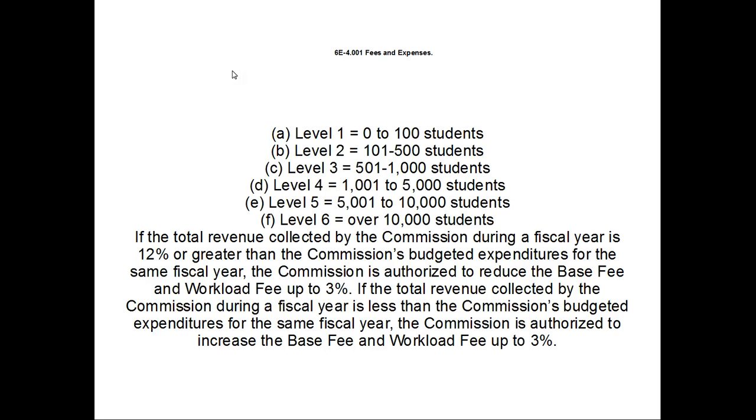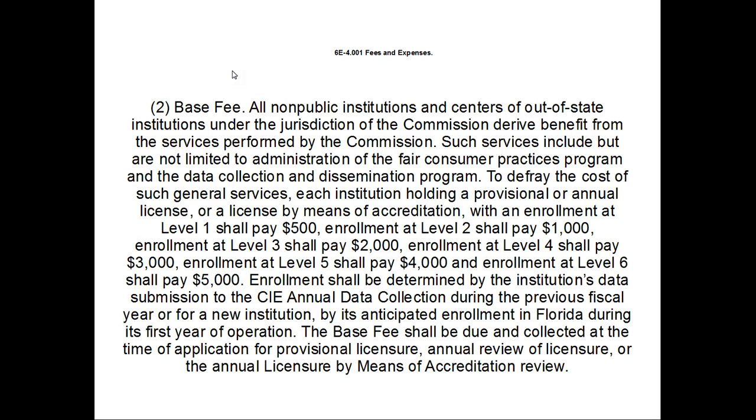If the total revenue collected by the Commission during the fiscal year is 12% greater than the Commission's budgeted expenditures for the same fiscal year, the Commission is authorized to reduce the base fee and workload fee up to 3%. If the total revenue collected by the Commission during the fiscal year is less than the Commission's budgeted expenditures for the same fiscal year, the Commission is authorized to increase the base fee and workload fee up to 3%.